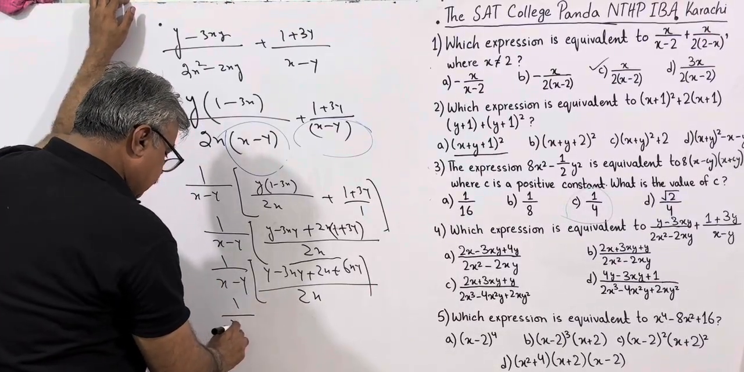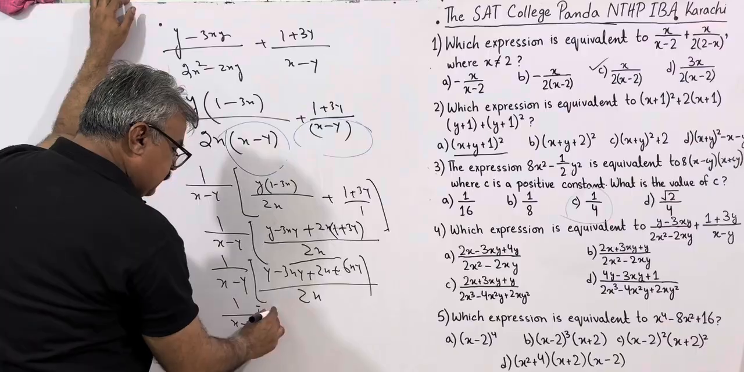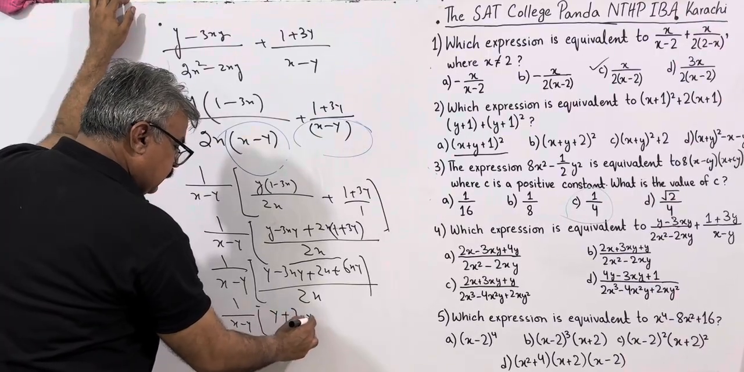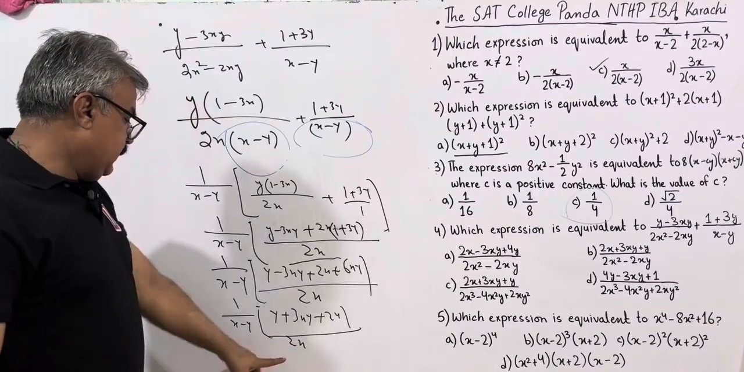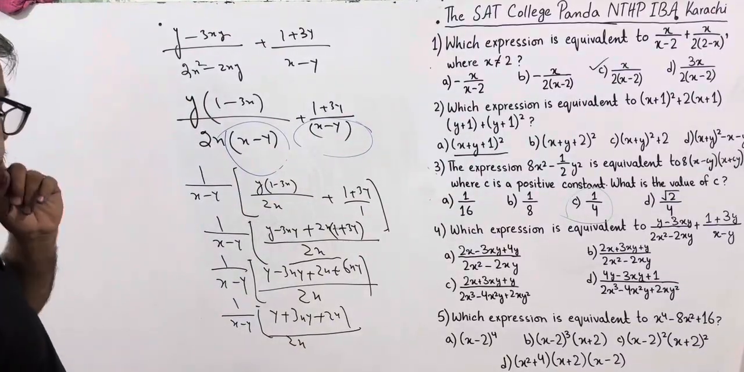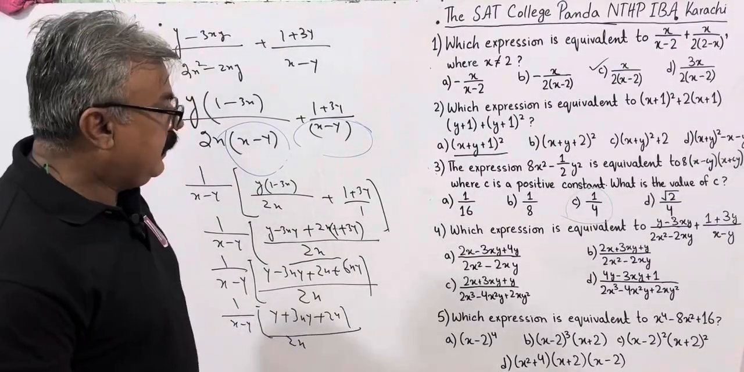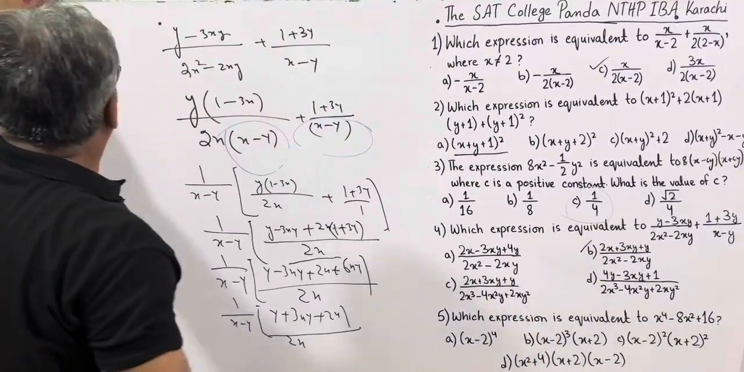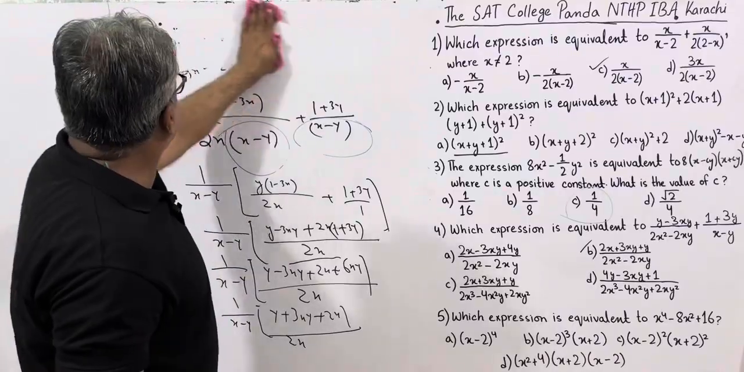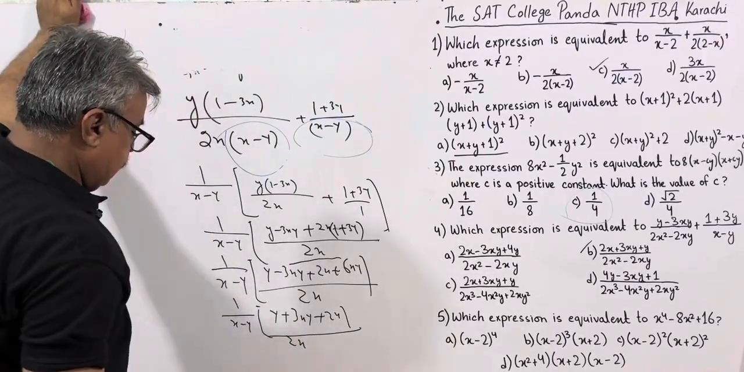So we have 1 over x minus y times y plus 3xy plus 2xy divided by 2x. It is our required result. If I multiply them, then my B option is the right option in that case. B option is the right one. How? Just multiply these denominator terms.